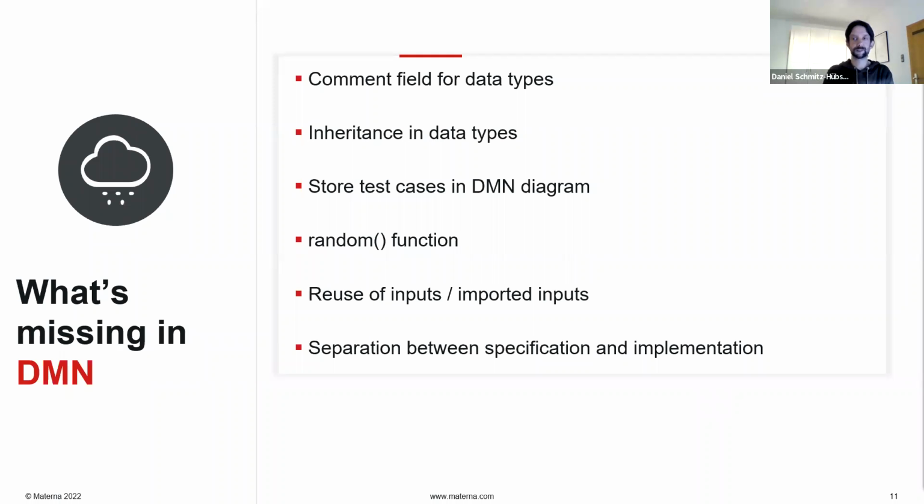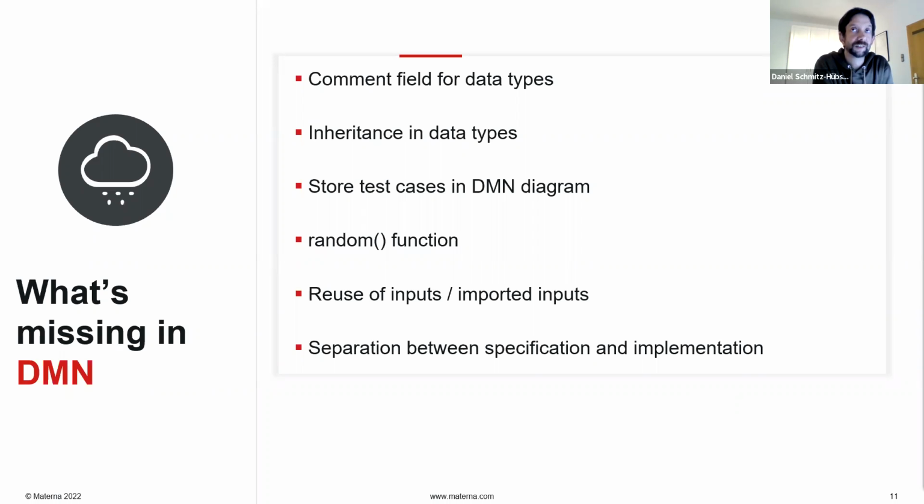This wouldn't be a proper presentation from me if I didn't point out some things we are missing. First of all, as I said, comment fields could be everywhere. Every attribute could have a comment field, and I promise you there will be a customer who writes comments for these fields.